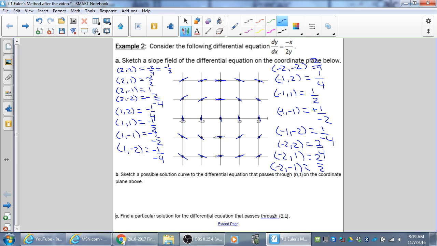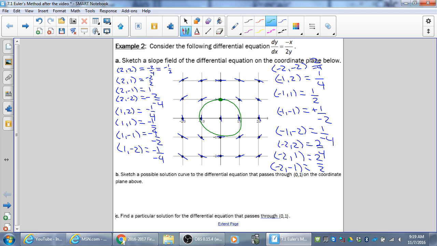Take a look at that slope field kind of in its entirety, right? So what kind of graph does that look like? What do you think? You see it? Sketch a possible solution curve of the differential equation that passes through 0, 1 on the coordinate plane above. So 0, 1. So if I follow these, probably circles is what I'm seeing. I'm seeing a circle with all those little tangent lines.